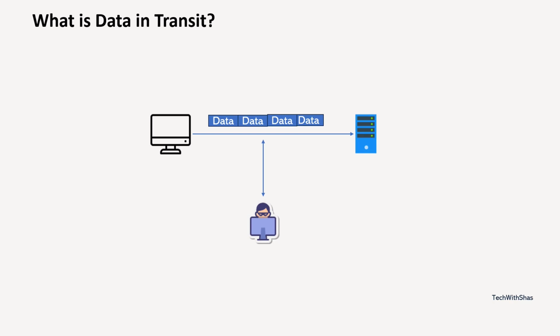Now, I think it is clear that when data is traveling from client to server and vice versa, we can say it is in transit. It starts from the source and reaches the destination. That is where we see a lot of attacks happening on applications, and a lot of breaches have happened in the past also.